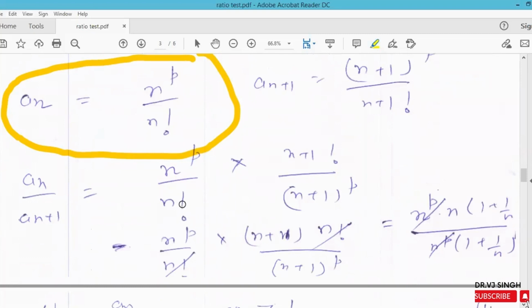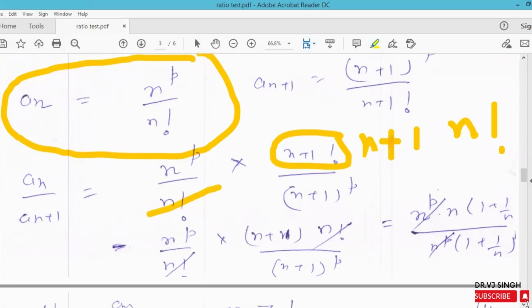Again we cancel out the factorial, so (n+1) factorial can be written as (n+1) into n factorial. ठीक है, so n factorial is cancelled out. So what is left? n^p, (n+1), (n+1)^p. So again take n common from here, because we have to put the limit to infinity, so it must be in the form of 1 by n.